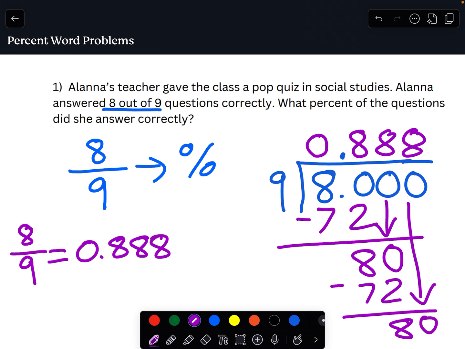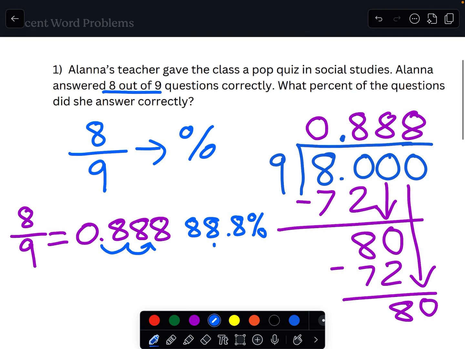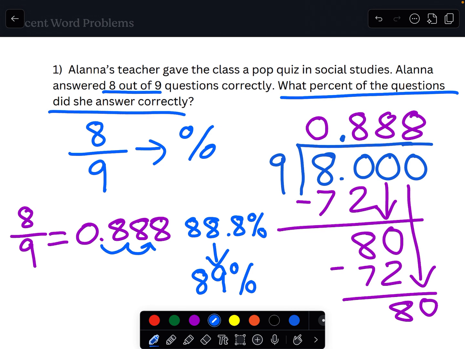The strategy that I use to convert a decimal to a percent and then round is I usually try to go 3 digits out past the decimal, because that allows me to convert it to a whole number percent. And I just move that decimal point 2 spaces over. So now I have 88.8%. But if we're going to round to the nearest whole number percent, it's actually going to be 89%. So what percent of the questions did Alana answer correctly? She answered 89% of them correctly. She got an 89% on her pop quiz.